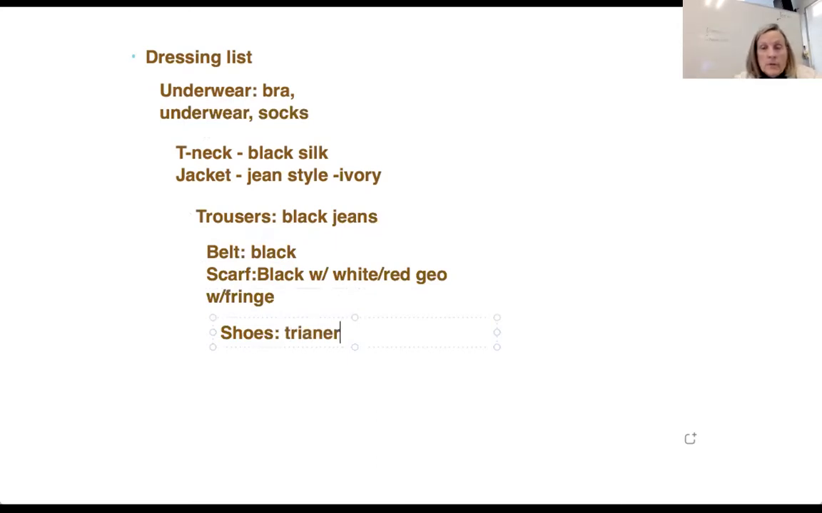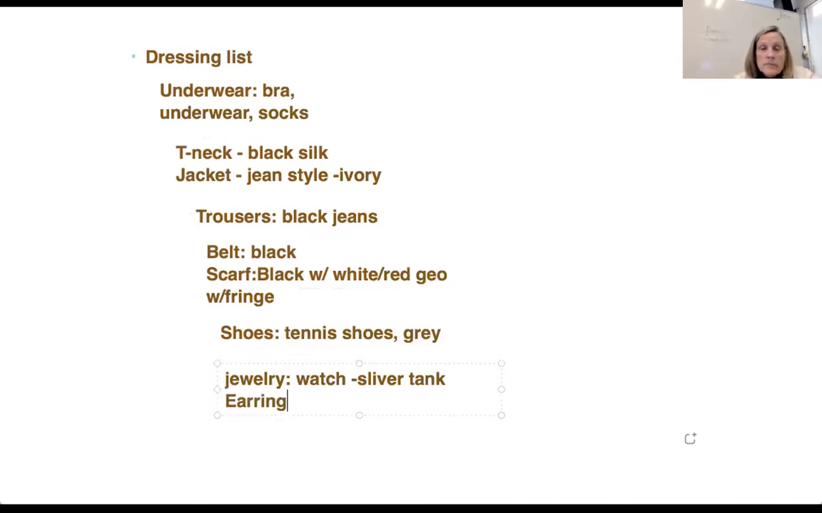Okay. So I am wearing trainers, which we'd call tennis shoes. Yeah, tennis shoes. So if I was wearing Converse, I could put black Converse. What else do I have on? Any other accessories? Yes. Then we put in jewelry, right? I have on a silver watch. It's a tank style. And then I have on earrings. Red triangle.